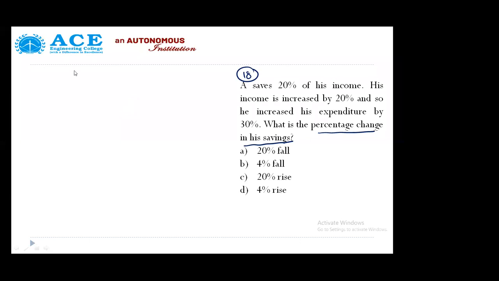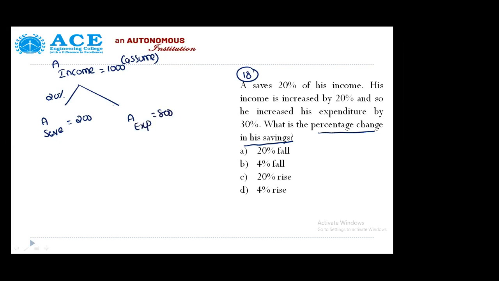A saves 20% of his income. Okay, we don't know what the income of A is. Consider it equal to 100 or 1000 or 10,000. It's your choice, or X also, no issue for me. Anish, check once. 1000, 20% savings. A saved 20% means 200, and the remaining is nothing but expenditure, 800. Okay.